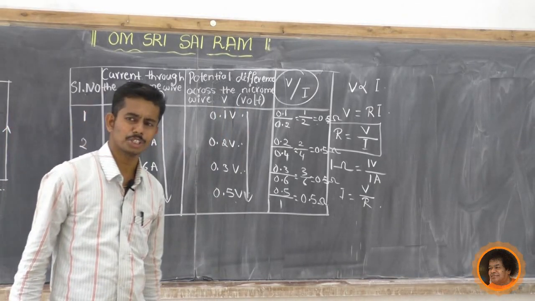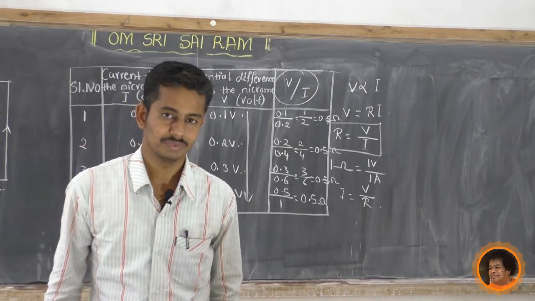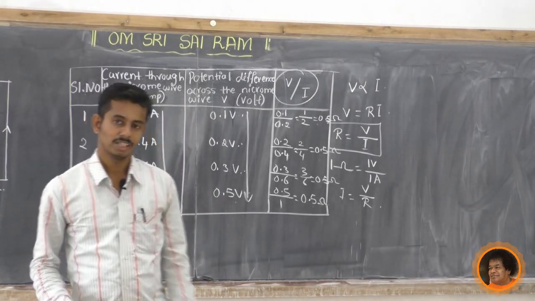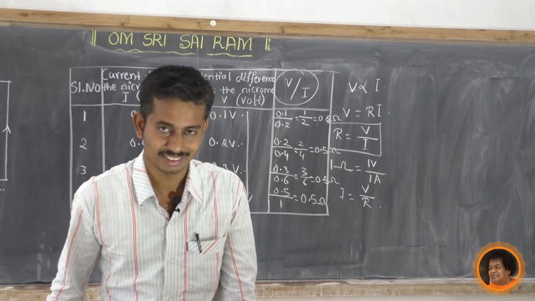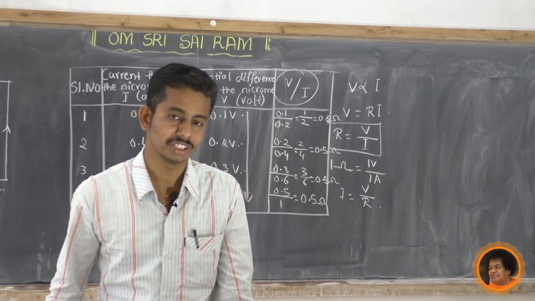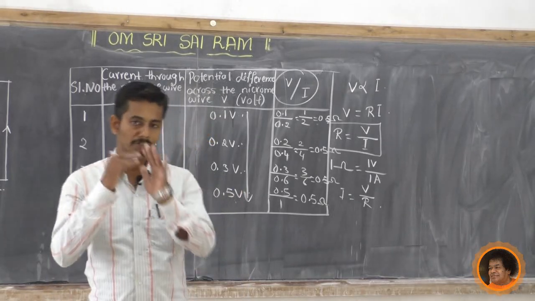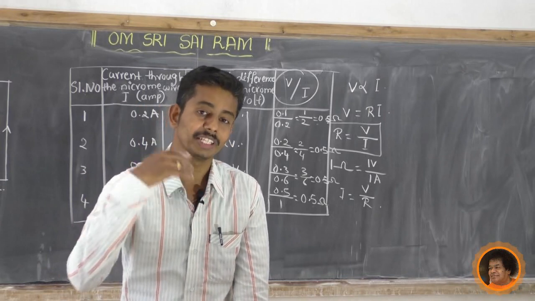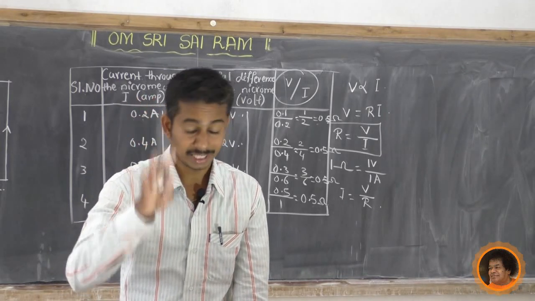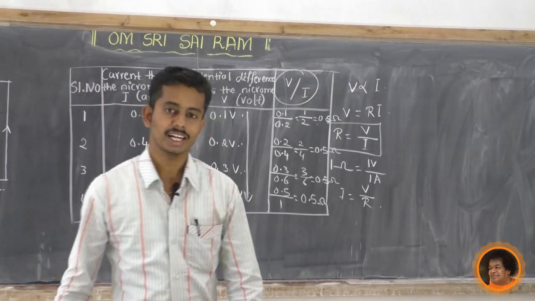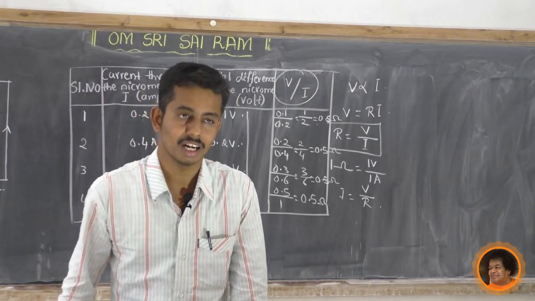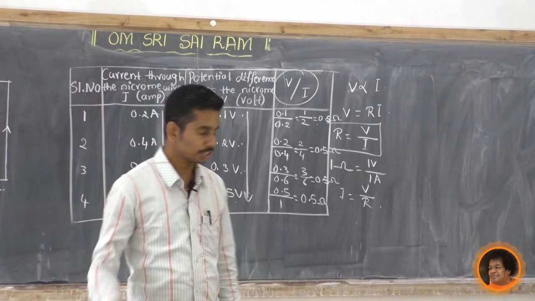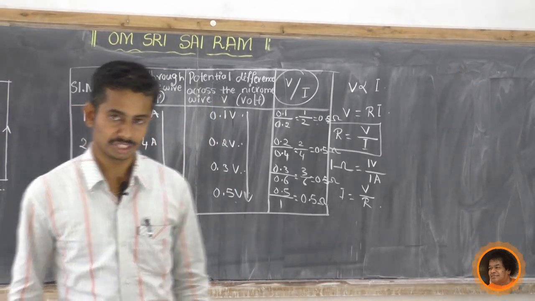Now tell me, what is the relationship between resistance and electric current? Is there any relationship between these two? Yes. If resistance is high, the current flowing through the circuit is less. So they are inversely proportional to each other. The resistance and the electric current are inversely proportional. If the resistance of a circuit is doubled, the current flowing through the circuit is halved. So it becomes less. This is the relationship between electric current and resistance.